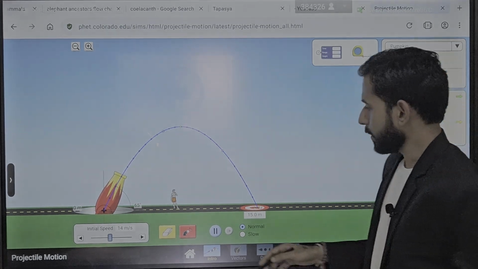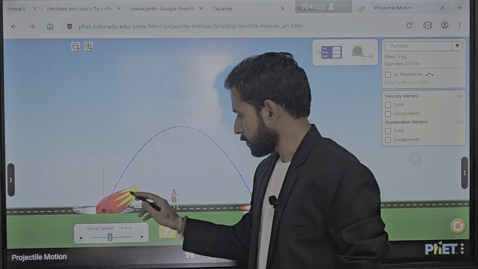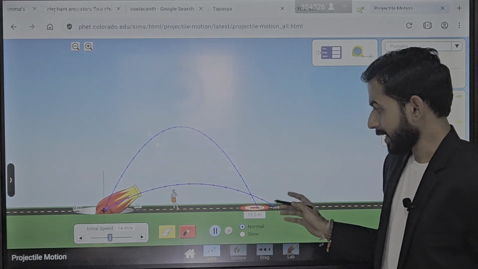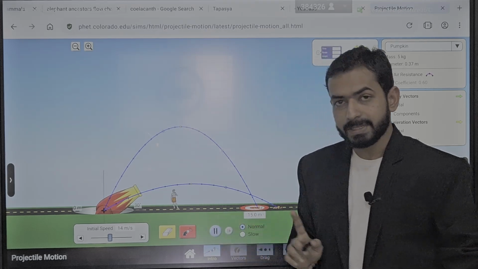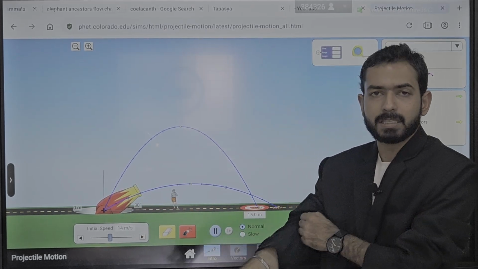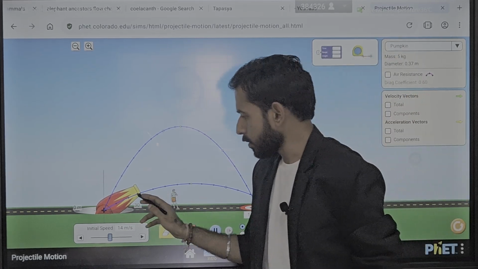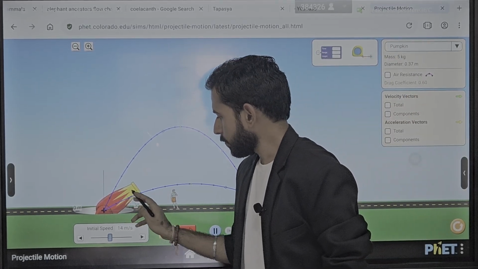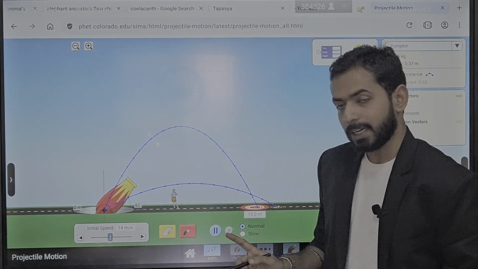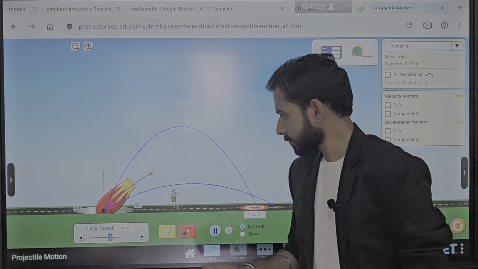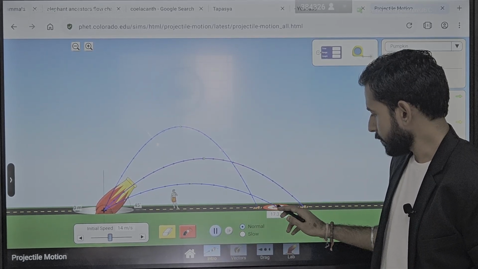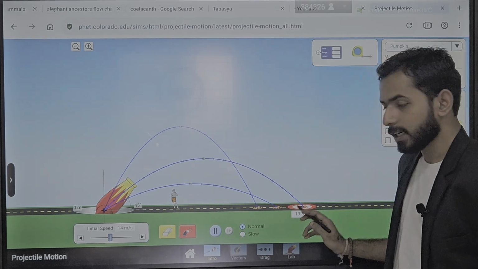I have removed this. Now let's decrease this also. Let's try at 30 degree. Okay, this one has a greater range. But what I am saying is, it will always have the maximum range, which means the maximum horizontal distance covered, at what degree? 45 degree. So let's make it 45, and I am assuring you that it will come maximum. Let's see here, this was 15 meter, this was 17 meter, and this is nearly 20 meters.